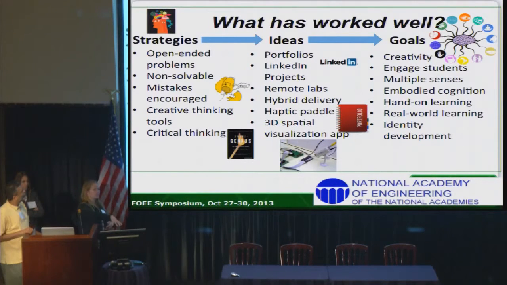Some of the different strategies that we talked about were using open-ended problems, encouraging mistakes. The classroom is a really great place to make mistakes. You can learn from those. And things like critical and creative thinking. And some of the things that Srini already talked some about, some of the ideas that we had: portfolios, posting their projects on LinkedIn, remote labs, and these are some things that we're actually doing now: hybrid delivery, the haptic paddle, and a 3D spatial visualization app as ideas of things that we're doing now to do that.